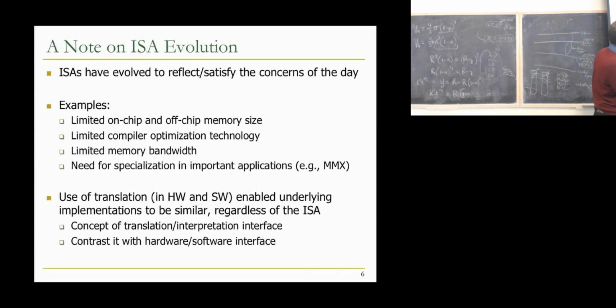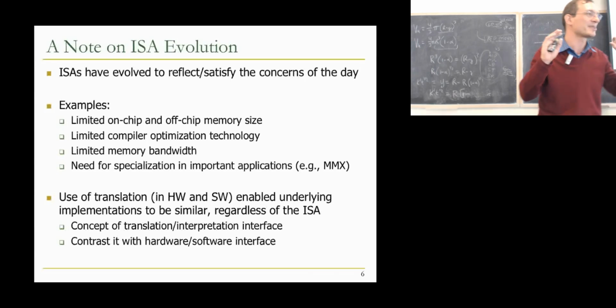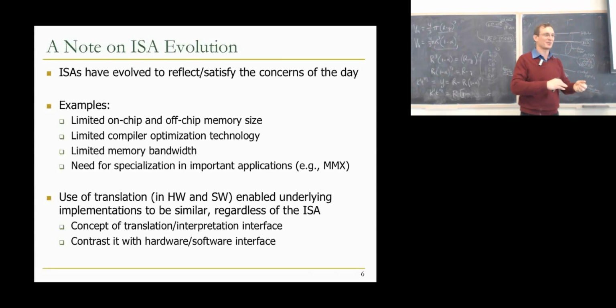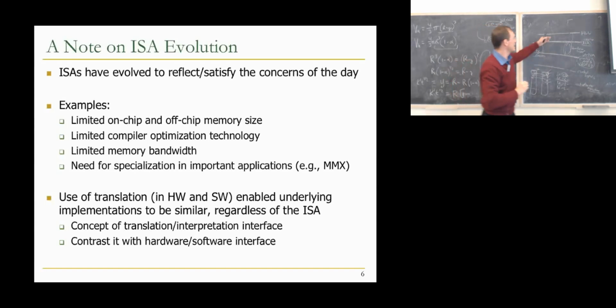One of the nice things about ISA evolution is that the use of translation that we've discussed, both in hardware and software, has enabled the underlying implementations of the hardware to be simple and similar, in fact, regardless of the ISA. Some people have said that ISA doesn't matter for this reason. Well, that's a very microarchitecture-oriented view, if you will. For a microarchitect, ISA doesn't matter because you can always use this translation layer and implement the same thing underneath. Basically, ISA is the hardware-software interface, and there's a translation layer, but then there's another interface over here between translation and interpretation. Interpretation is really where you execute the instructions. Here, you're translating from a set of instructions to another set of instructions. So this layer of indirection enabled the hardware to stay simple.